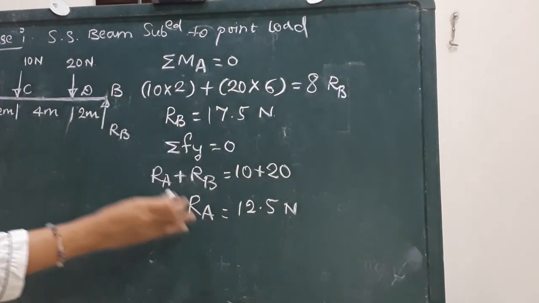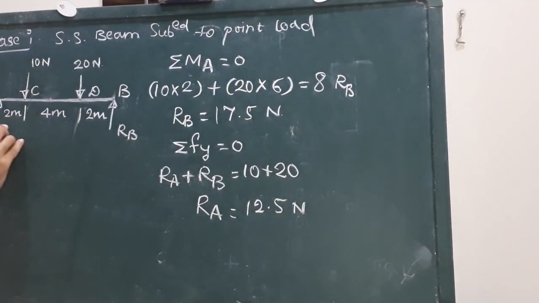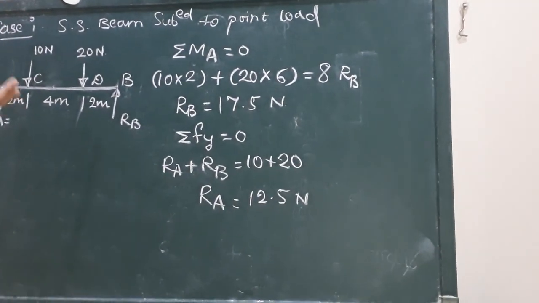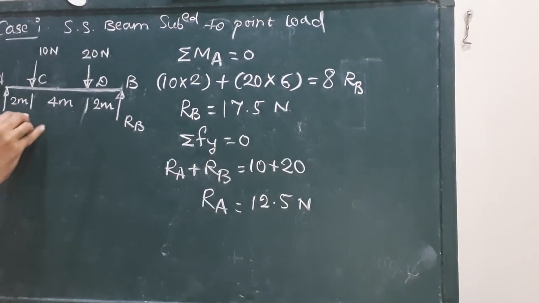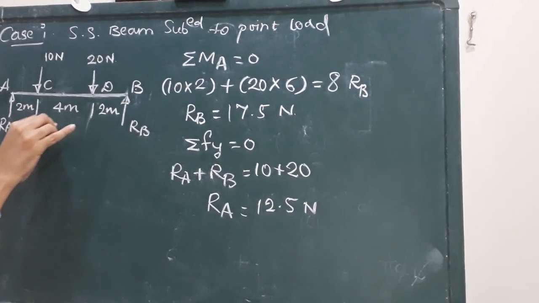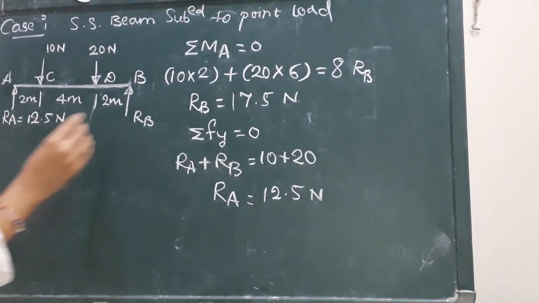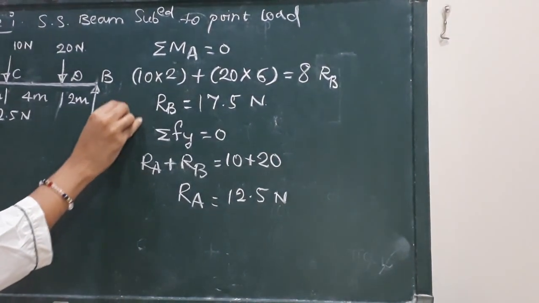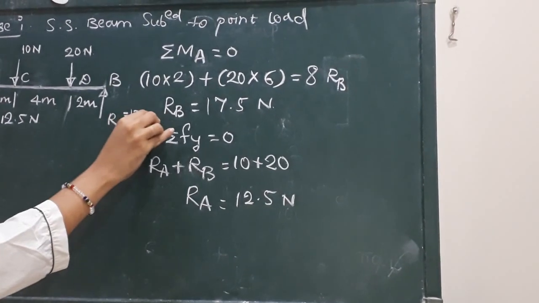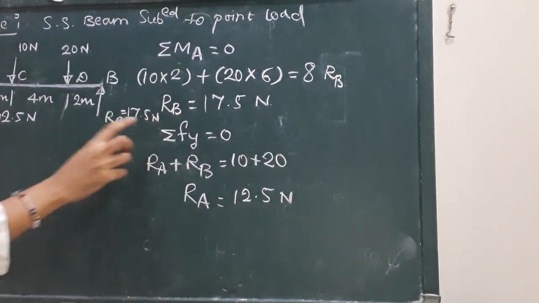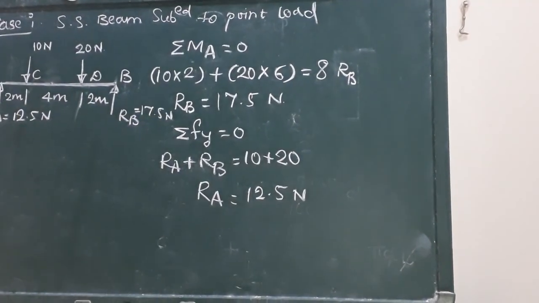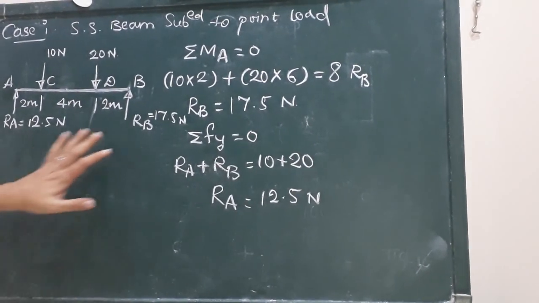I hope this part is clear, how to calculate RA and RB. This you already studied in a previous semester in your engineering mechanics, how to calculate reactions. So RA is 12.5 and RB is coming 17.5 Newton. Don't forget to write the units, right? So this one is a calculation of reaction.